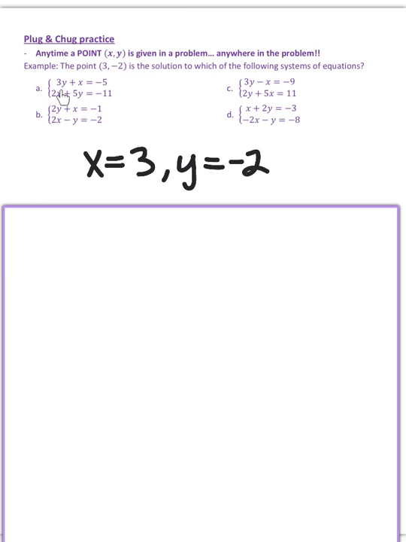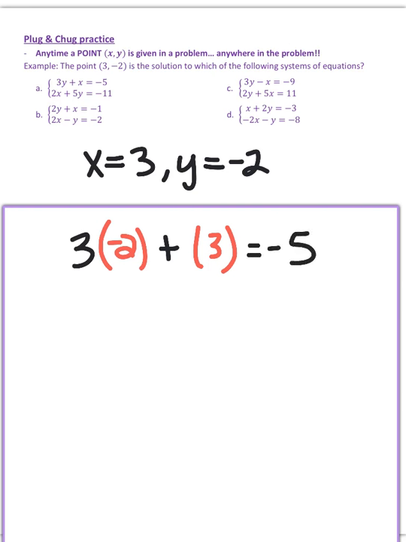So let's start with this first one right here. 3y plus x equals -5. So I'm going to write 3, but instead of a y, I'm going to plug in -2. And then I'm going to continue writing the problem. Plus x, but instead of x, I'm going to plug in a 3. And then that's supposed to equal -5.